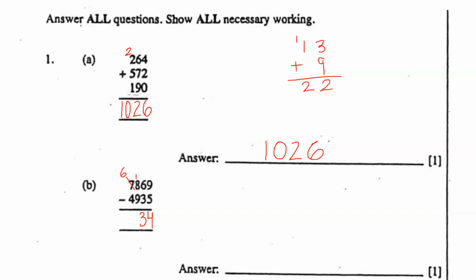So this is going to be 18 minus 9, which is definitely 9. So we put 9 here. And what is 6 minus 4? 6 minus 4 is definitely 2. So the answer for this one is 2,934. So when we find the difference between 7,869 and 4,935, we get 2,934. And so that's the answer.